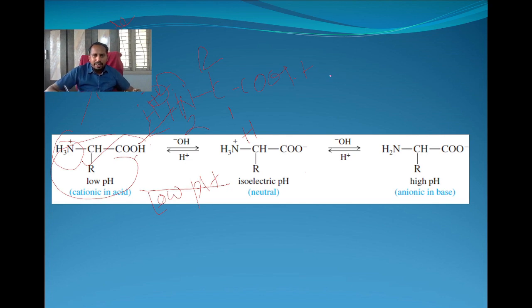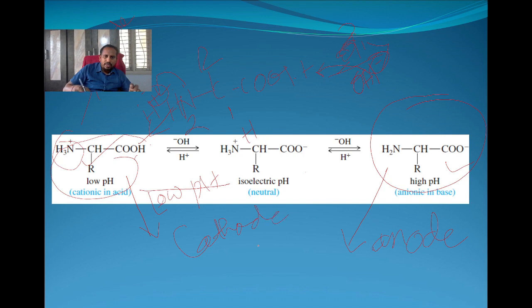Again at high pH. High pH means more OH minus concentration. So that OH minus will abstract one proton here, and it will remain in this form. At high pH, the amino acid remains in anionic form and that ion will migrate towards the anode. And this cationic amino acid is attracted towards the cathode. So this is the theory behind our last question. Then we'll move to the question of isoelectric point.